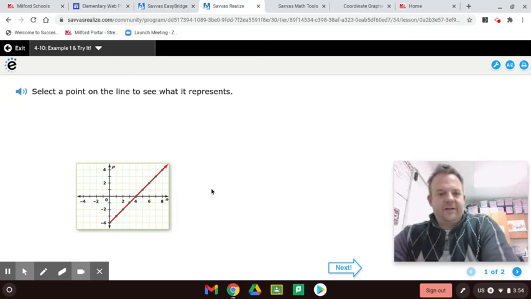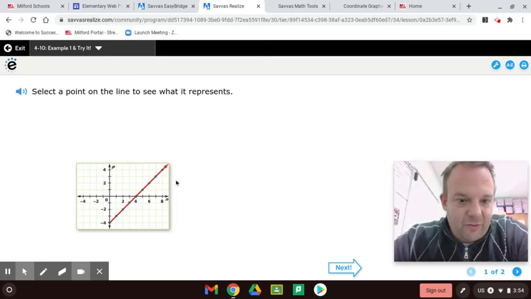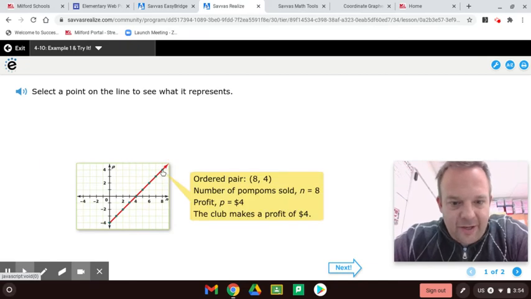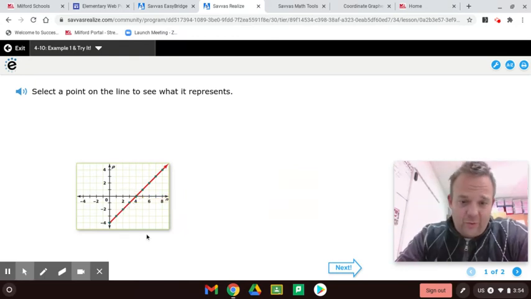All right, so let's look here, guys. This is a little easier example. We'll select a point. The ordered pair here is (8, 4), over 8, up 4. The number of pom-poms sold, n, equals 8, so you make a profit of $4 in this case. You sell 5 pom-poms, you make a profit of $1. You sell 4 pom-poms, you make a profit of $0. That's called break even.